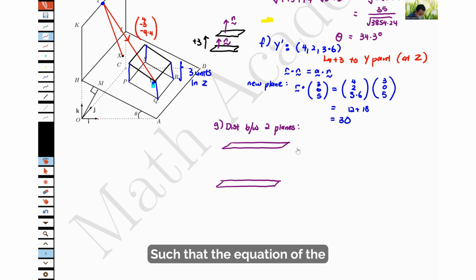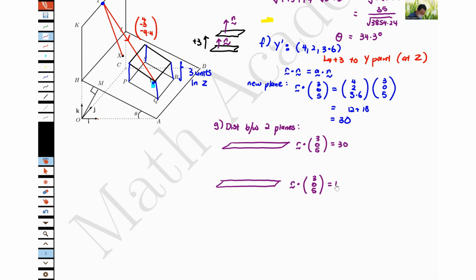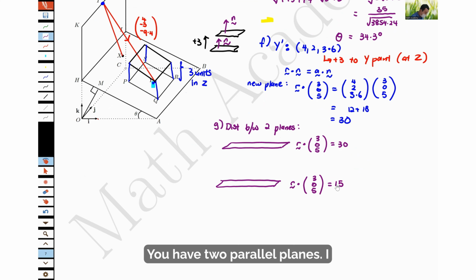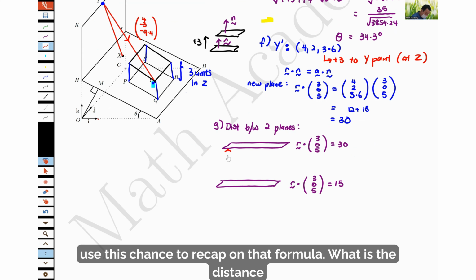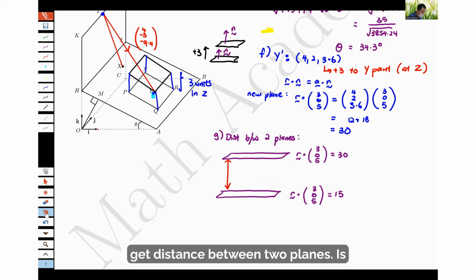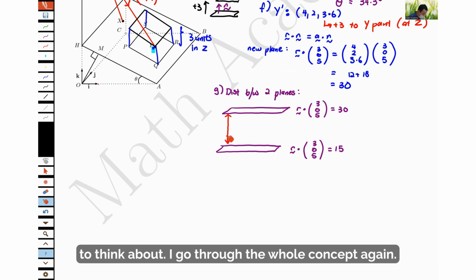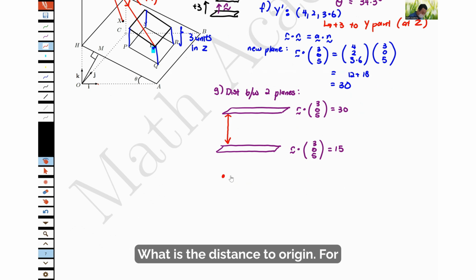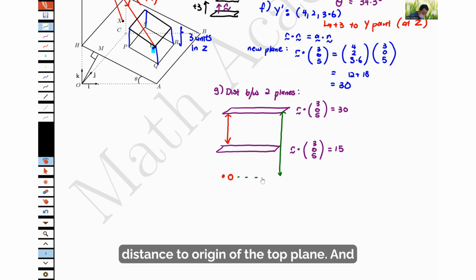Such that the equation of the elevated one is r dot n is 30. The equation of the bottom one is r dot n is 15. You have two parallel planes. I use this chance to recap that formula. What is the distance between them? To get the distance between two planes, I go through the whole concept again. What is the distance to origin for each of the planes? If I know the distance to origin of the top plane and the bottom plane, I subtract those two values, and it will give me the distance between my two planes. We have to think about distance to origin first.